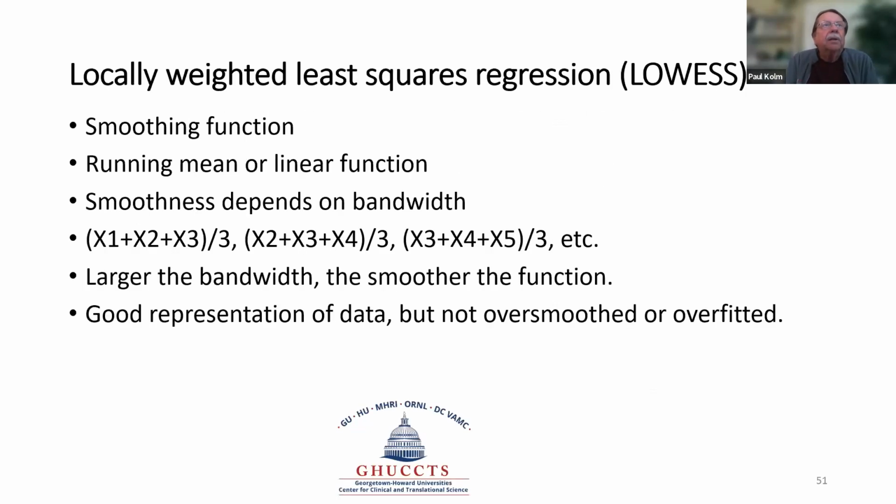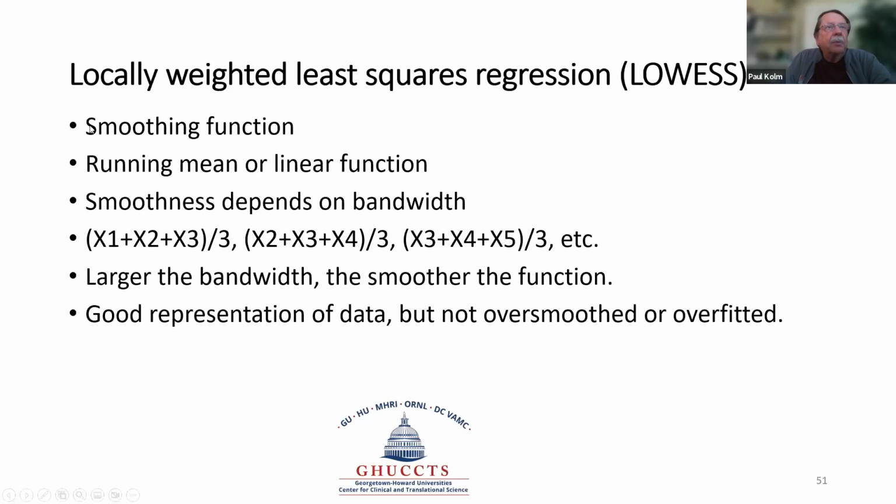Then one other, or maybe I've got two more, I'll try to finish up here. It's what we call locally weighted least squares regression. This is a smoothing function where we do a linear mean or running mean or a linear function. How smooth it is depends on the bandwidth. So my example here is a bandwidth of 3. So to smooth, what I'm taking is the first 3 values of my variable, dividing it by 3.